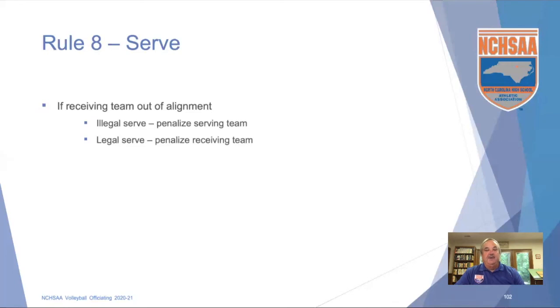If we have a legal serve, but the serve is a service fault, well, we're going to penalize the receiving team. Because if you think about it, when the serve occurred, the service fault may not occur for a second, because it might not hit the ceiling yet. But the receiving team was out of alignment at the point that the serve was contacted, and so we're going to penalize the receiving team. That pretty much covers the serve.